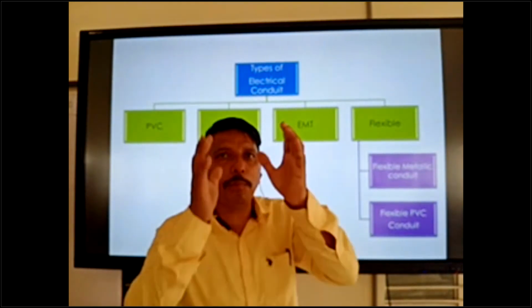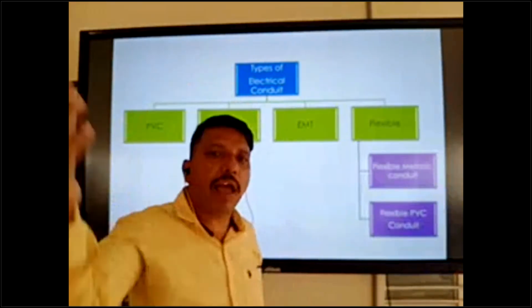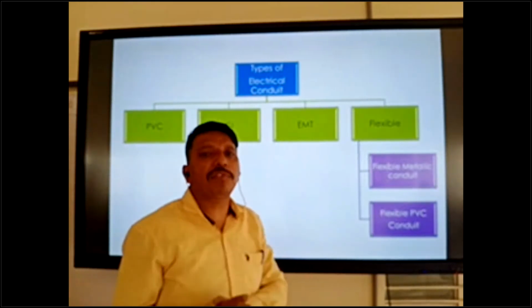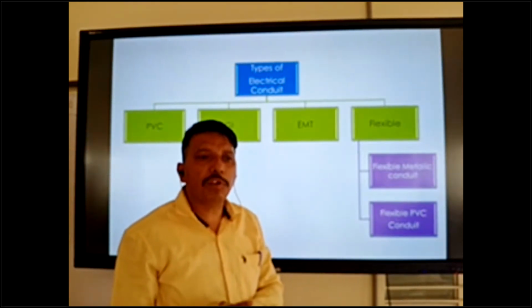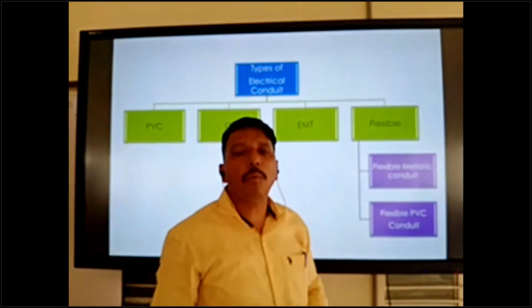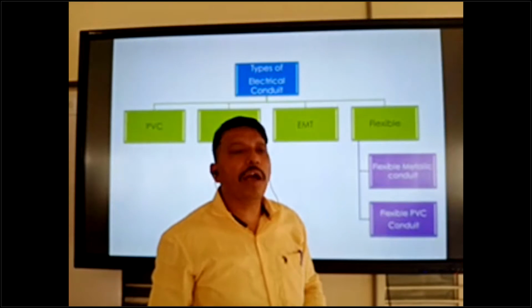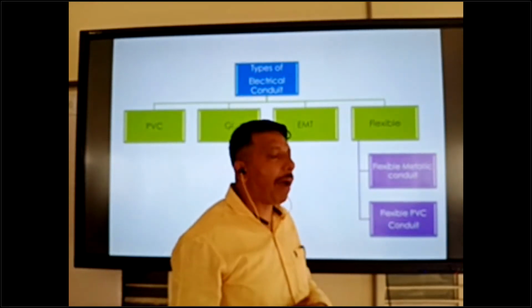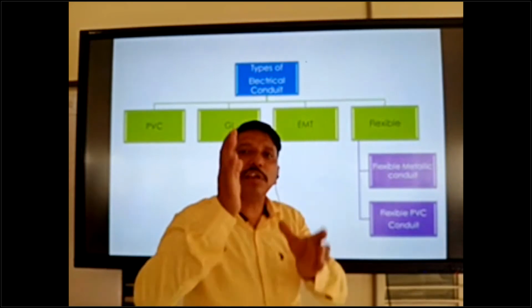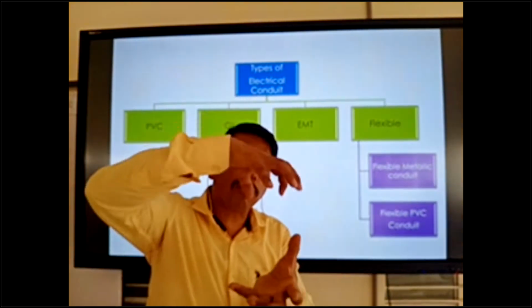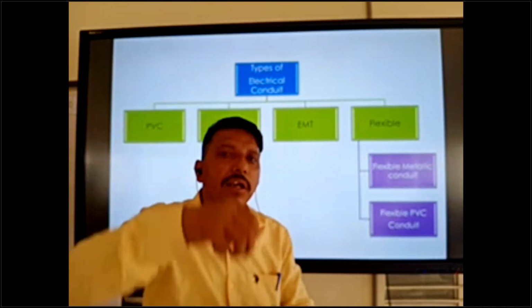Okay, so flexible pipe is also used in open area, in zigzag areas. There is some problem in beam crossing areas where it is not possible to do in GI or PVC conduit. That time we can use flexible pipe. We can use flexible pipe in vibration areas, where vibration comes. Example, motors. Motors have vibration.